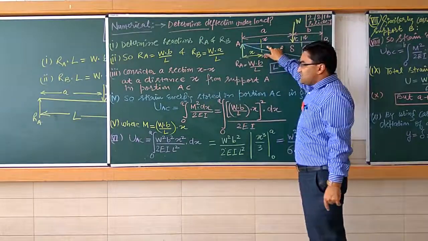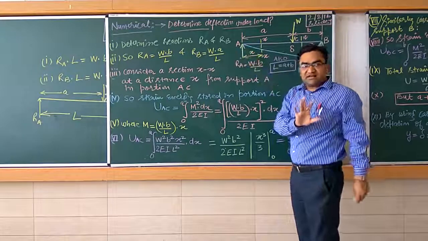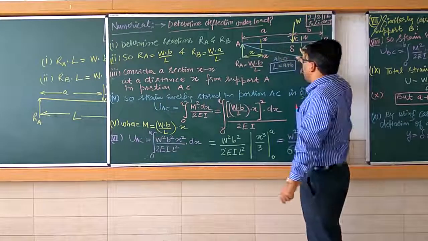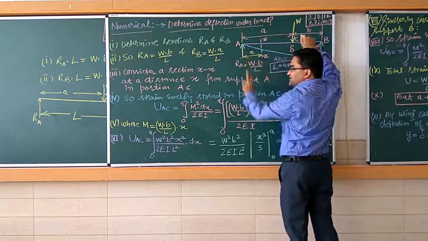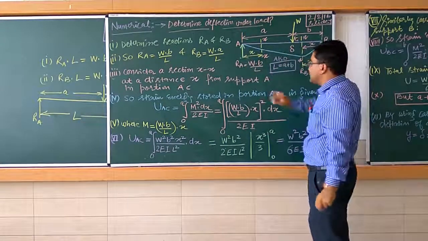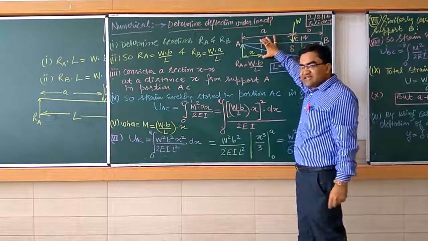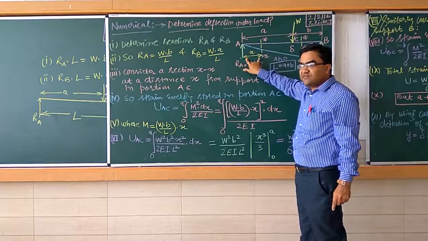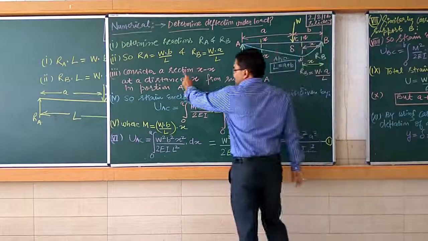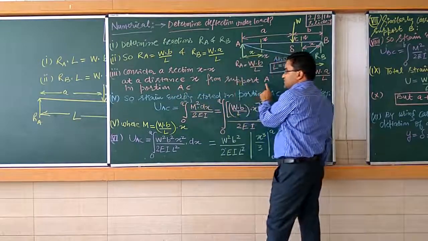So we will calculate the strain energy. First of all, we will calculate the strain energy for the section AC, that is, from A to C. For that, we have taken a section XX at a distance of x. Let us see. So consider a section XX at a distance of x from the support A.